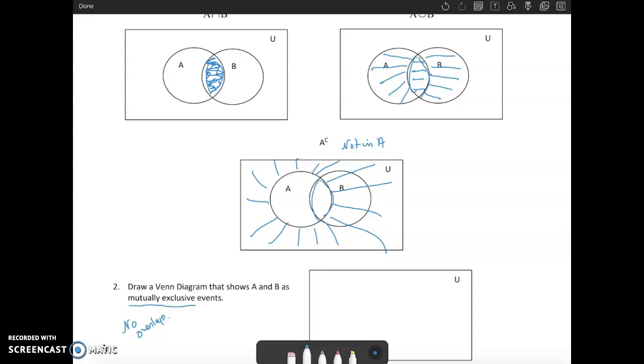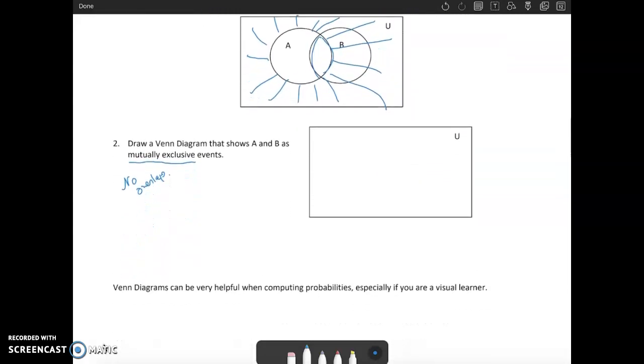So if I want to draw an image that shows mutually exclusive very clearly, what I would want to do is draw two circles that don't overlap, that show clearly that there's no way to be inside circle A and inside circle B at the same time. Another word that is sometimes used to describe this situation is disjoint. So if you have disjoint sets or disjoint circles, then that is also saying there's no overlap.